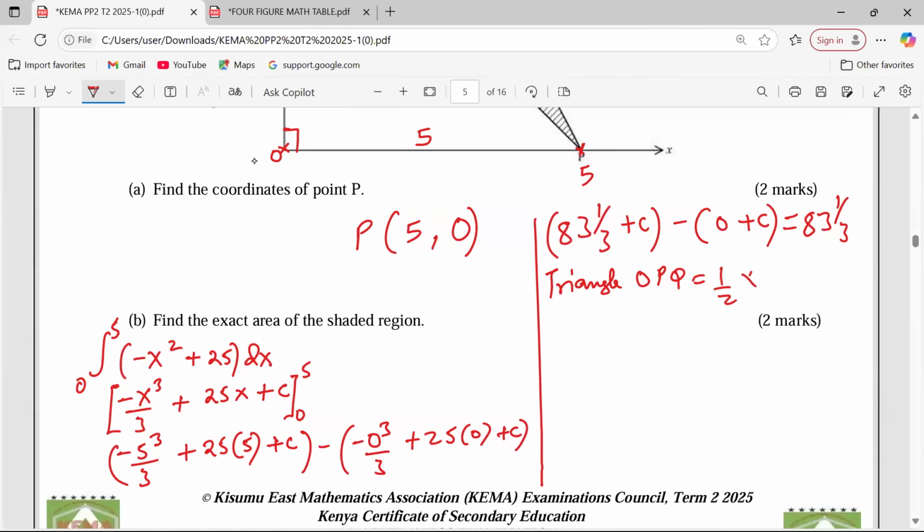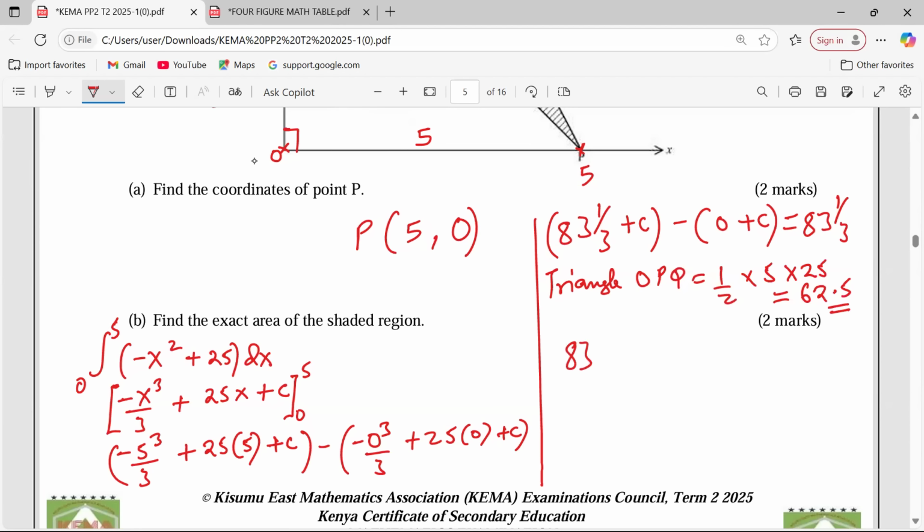Half multiplied by a base of 5 and a height of 25. What area does this one give us? Let me check. Half by 25 by 5. This is giving us 62 and a half. 62 and a half square units. So now I need to get 83 and a third. Then I subtract 62.5. You see, finally I'm getting 20 and 5 over 6.